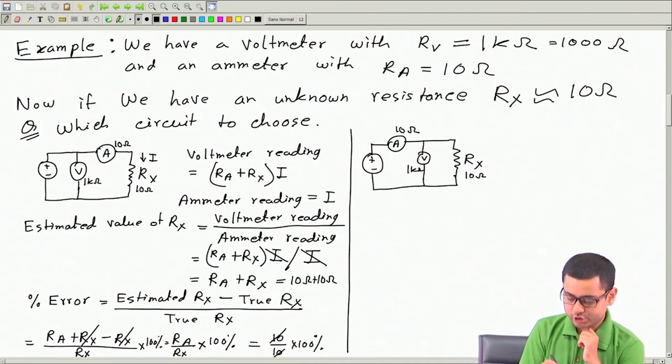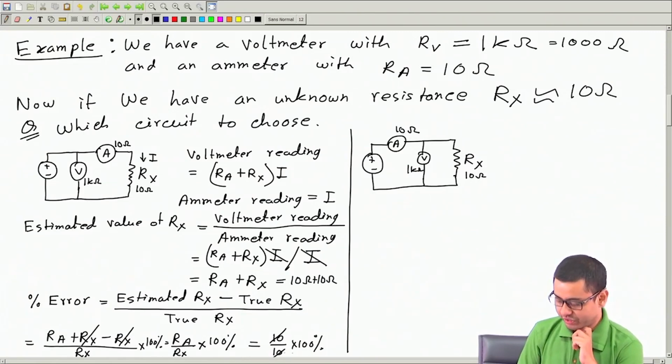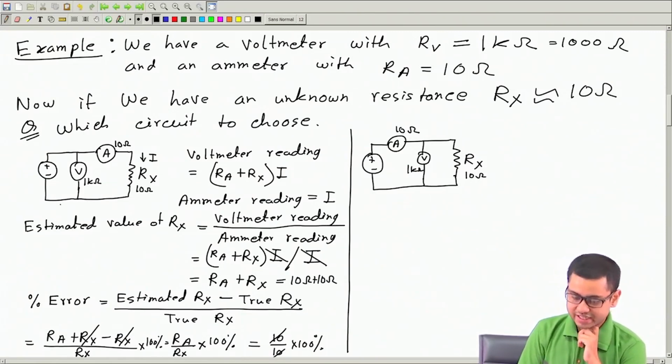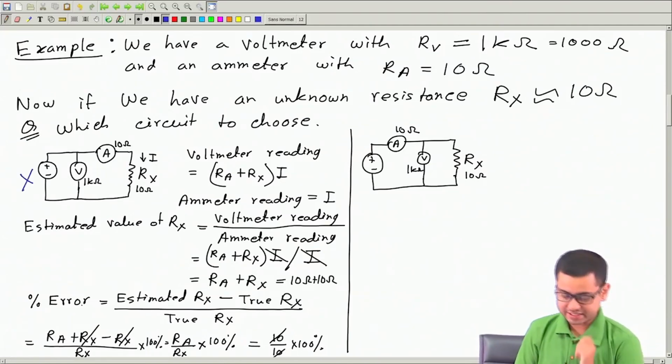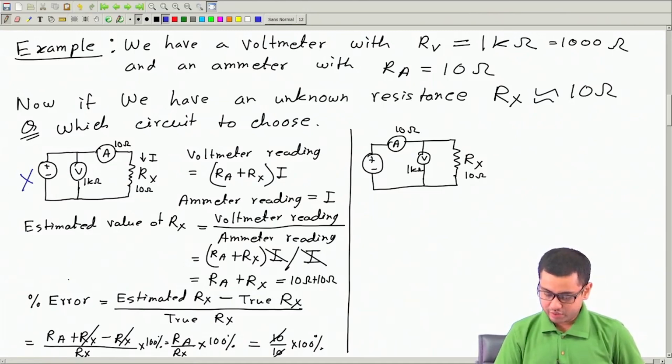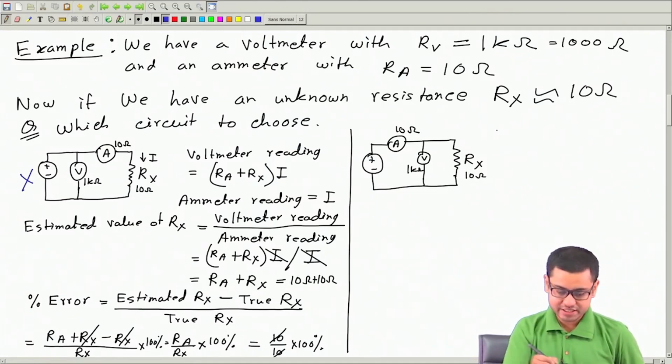So what we are actually measuring in this circuit is not Rx, but the series combination of Ra plus Rx. So the error is huge. So this circuit is not good. Cancel this circuit. We will not use it. Now let's see what will be the error in this circuit.